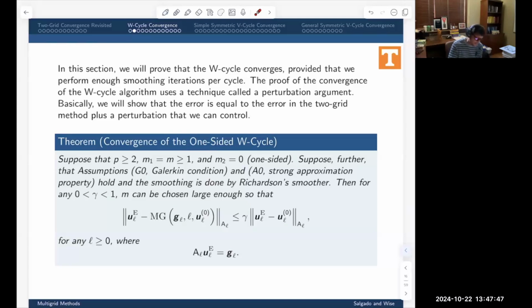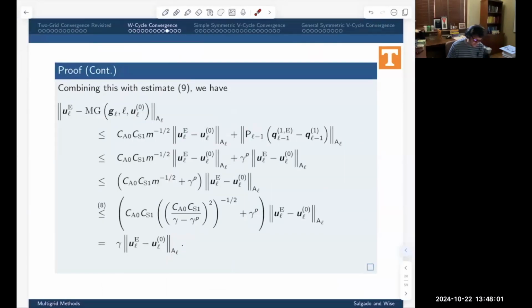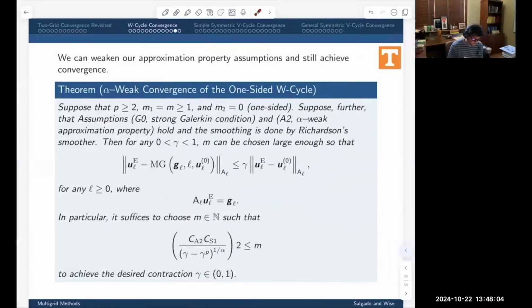The question is, can we prove the same property if we replace the strong approximation property with the alpha-weak approximation property? I didn't know this result previously, but it turns out the answer is yes, you can still do this for the alpha-weak case. So this is, for me, a new result. I can still get a contraction factor of any size that I want, even if I'm using the alpha-weak approximation property. The other properties I'm using are the Galerkin condition, and I'm using Richardson's method so that I can use the first smoothing principle for that.